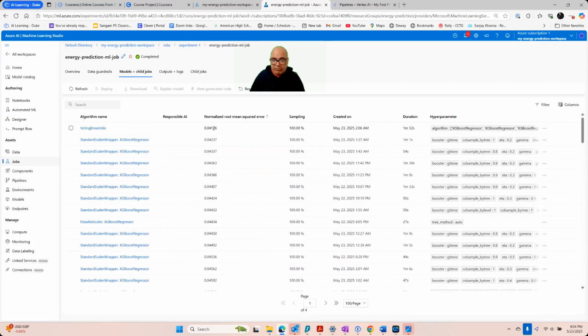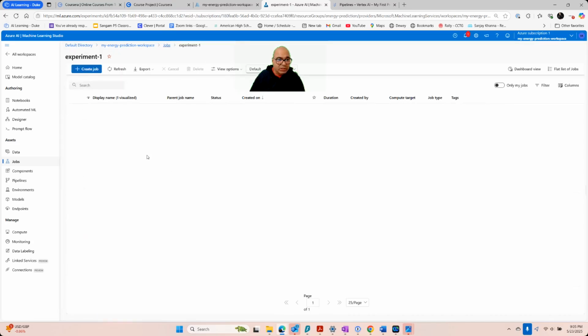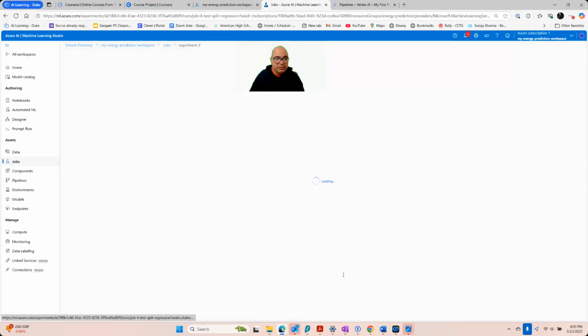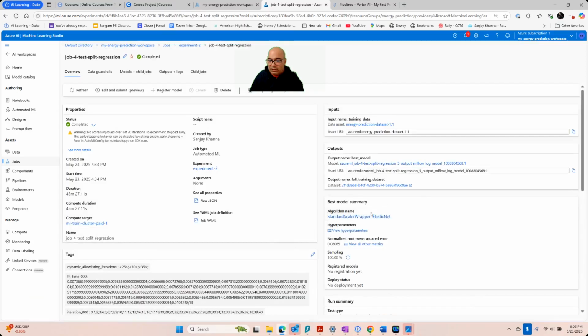It is 4.1% of error at the scale that we had the data for, compared to 6.1% of error with the previous job that I showed, which was ElasticNet. So that's all I wanted to show.